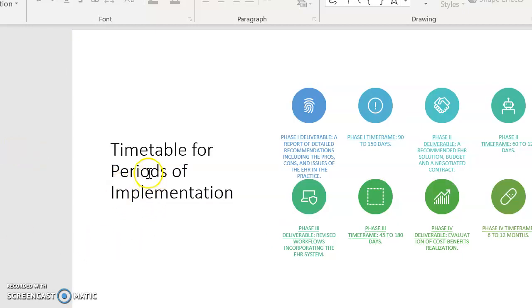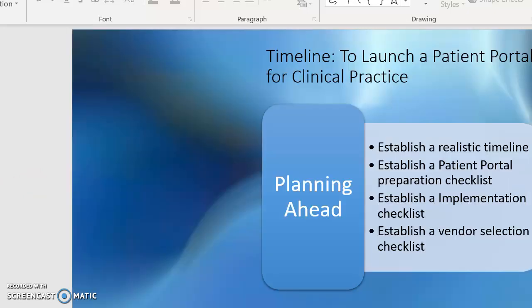Next thing I wanted to briefly go over is the timeline piece to launch a patient portal for a clinical practice. First couple things that stakeholders should consider prior to developing an actual timeline is to ensure that the system and the timeliness of implementation have a realistic timetable for achieving the objectives that are established for the stakeholders.